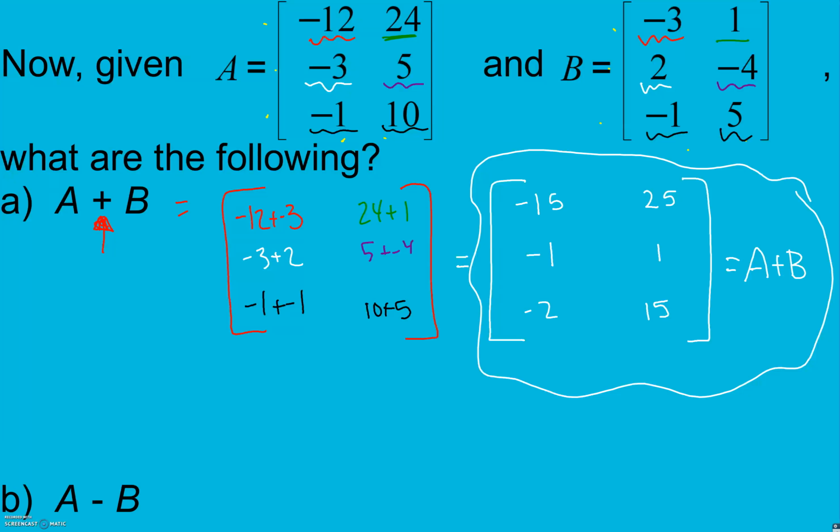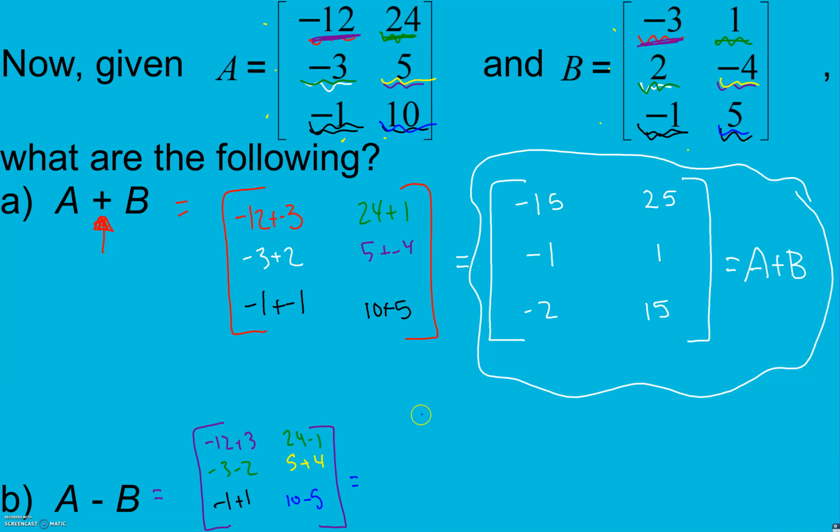A minus B. I'm going to take an element from matrix A and subtract the same corresponding element from B. So -12 minus -3. -24 minus 1. -3 minus 2. 5 minus -4. -1 minus -1. And 10 minus 5.